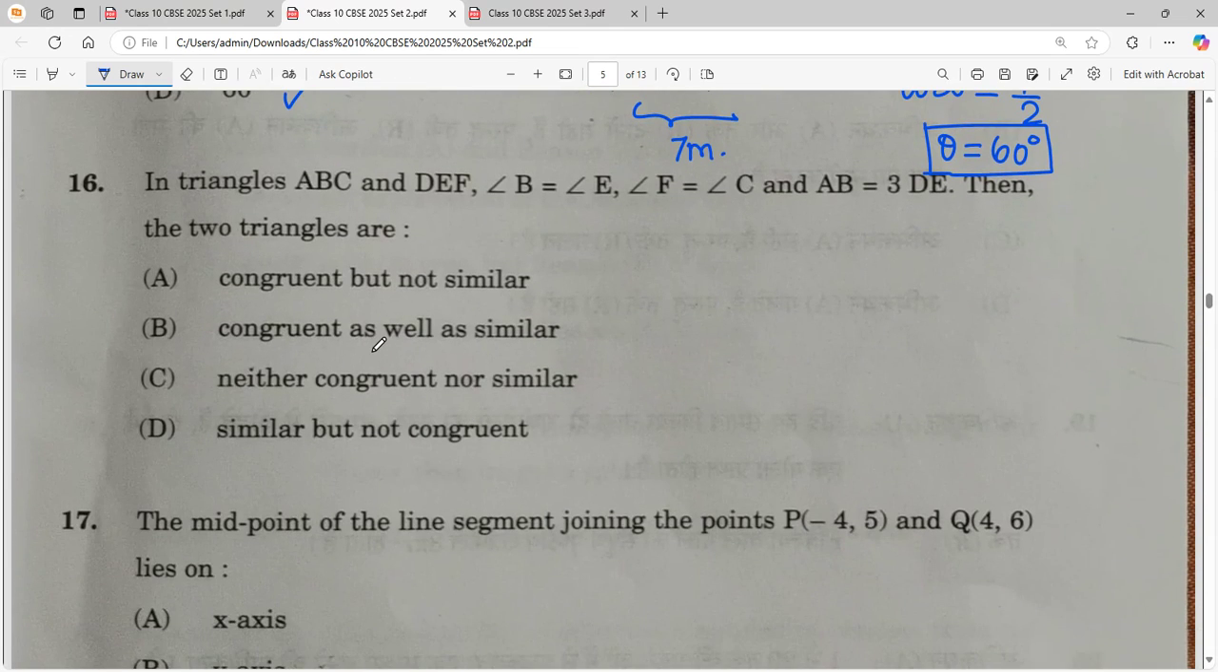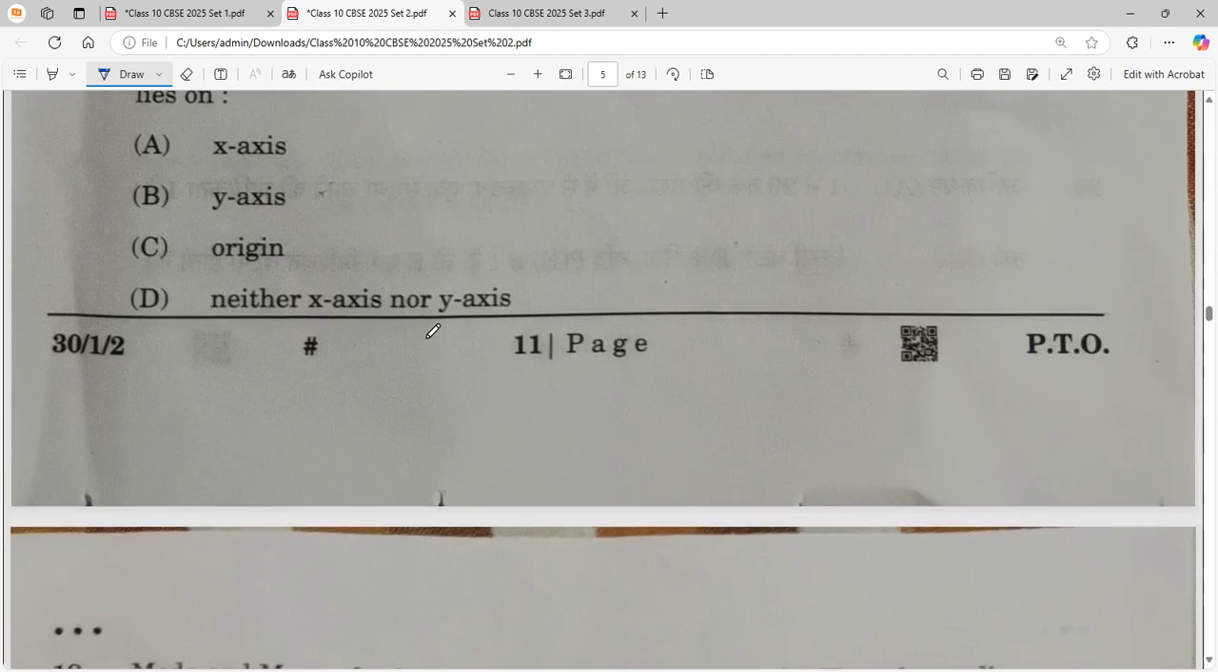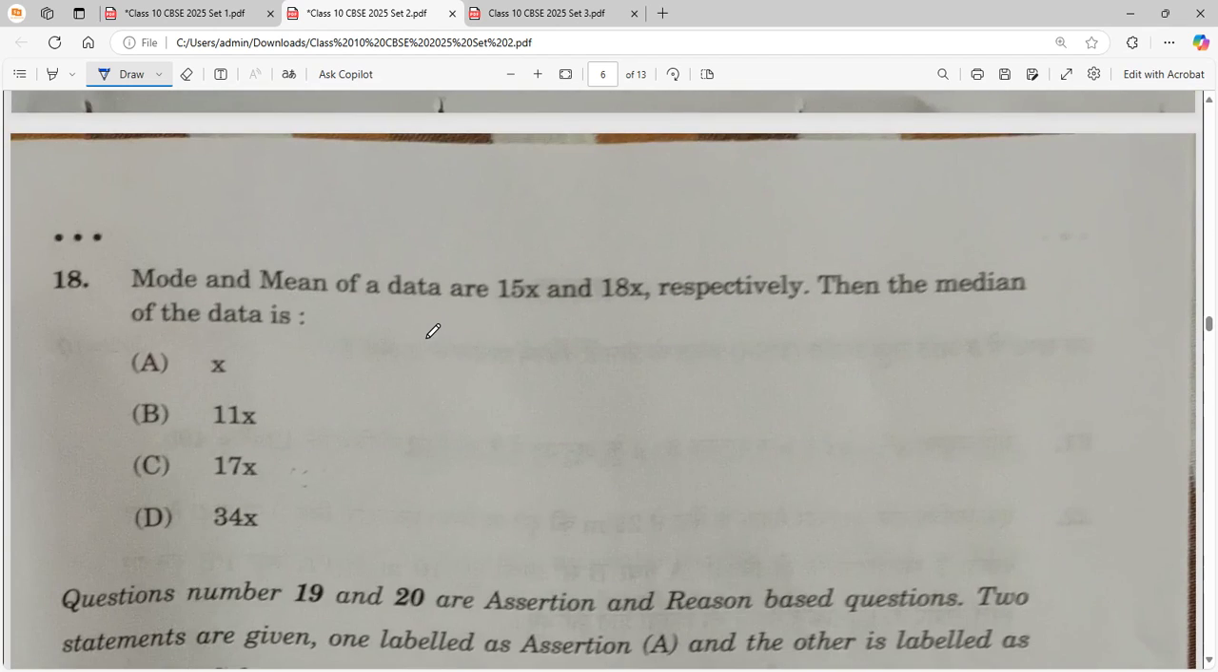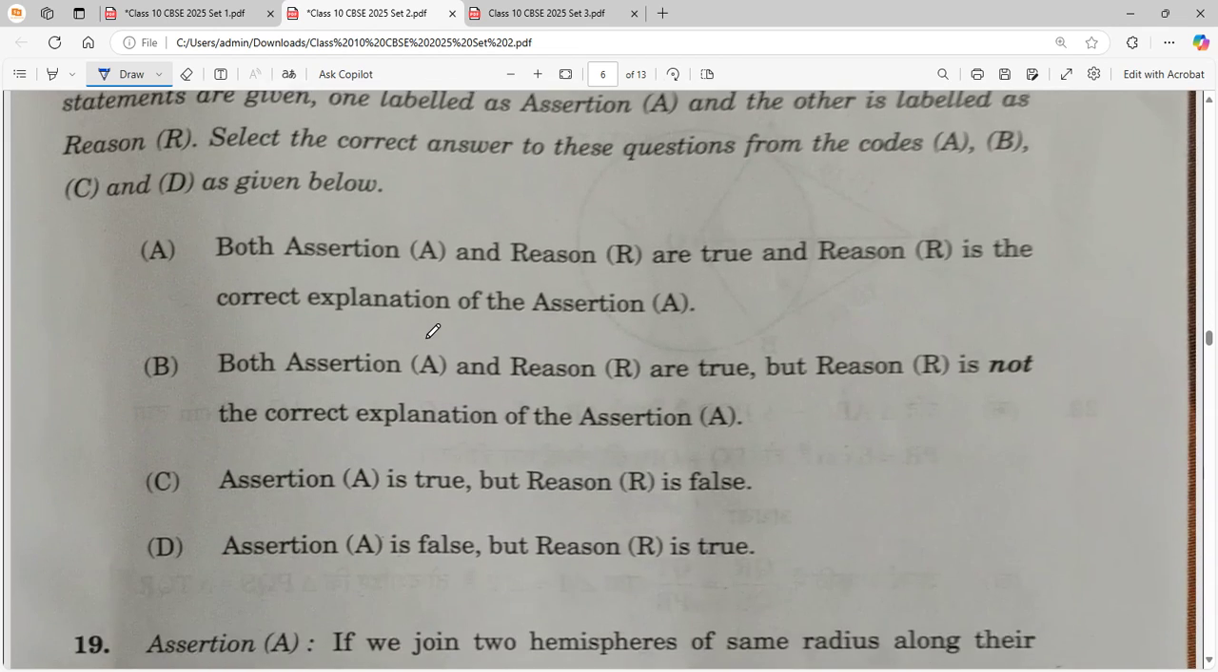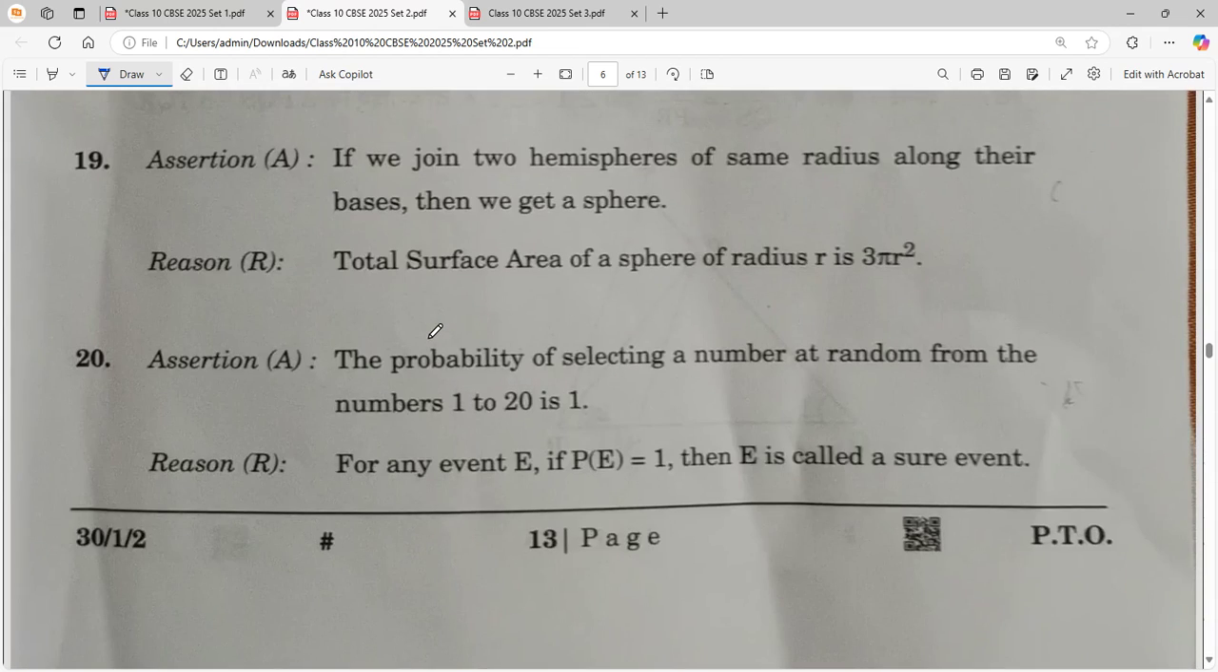Question 16, we have already done that. Question 17 also, we have already done that. Question 18 also, we have already done that. Questions 19 and 20 also, we have already done.